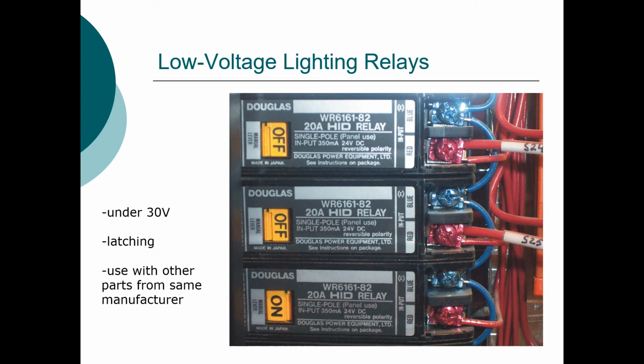A unique part about the low voltage lighting relay is these are called latching relays, which means that they actually have 2 coils on the inside, and as I energize either coil, it's going to move the armature to one side or the other, and that armature will latch into place until we apply voltage to the other side. Typically, these controls are under 30 volts, and we have to make sure that whatever relays that we're using are going to match the same manufacturer for our switches.